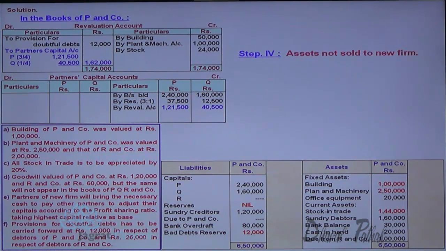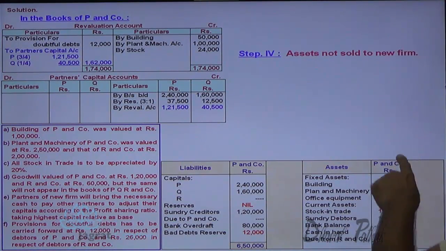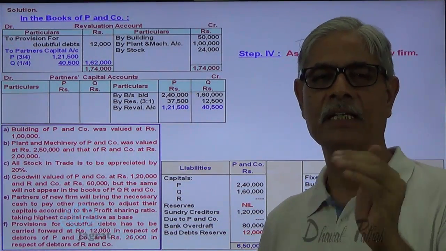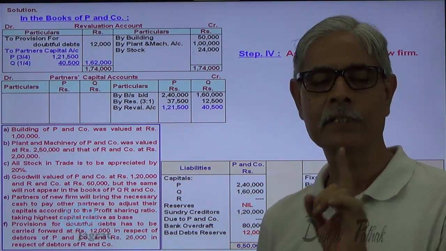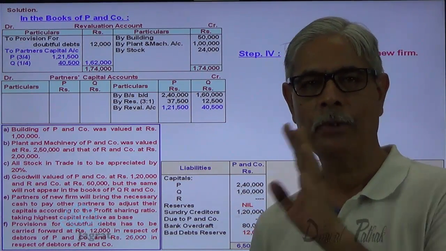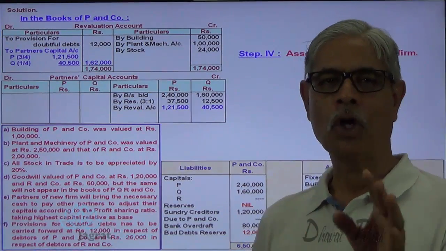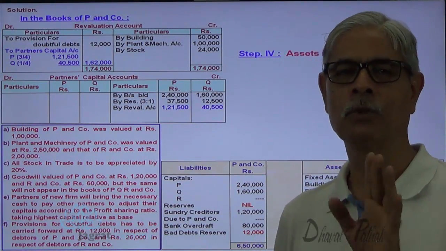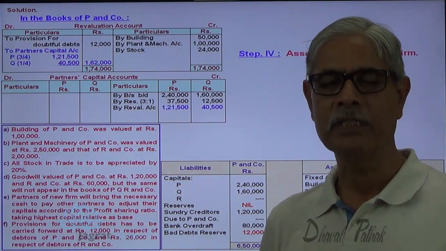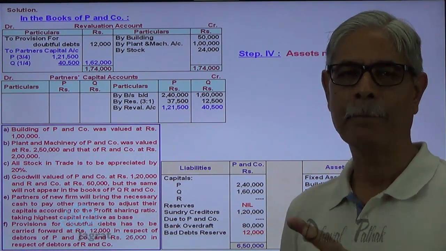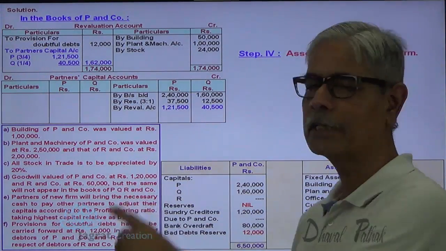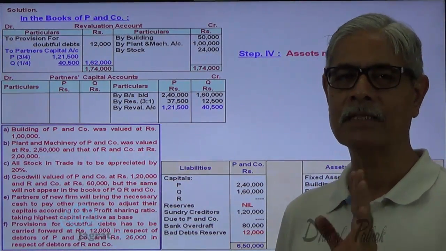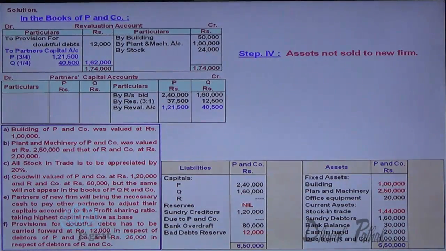Fourth step, assets not sold to the new firm. Here all these assets are given. Are you given any information that particular asset is not sold to the new firm? If the asset has not been sold to the new firm, it has to be distributed amongst partners in the ratio agreed, or it can be distributed in the profit sharing ratio, or it can also be distributed in the capital ratio. For that, the agreement between the partners is the most important thing. Otherwise, you can distribute in a manner prescribed in the sum. But in this sum, there is no question of any asset that has not been sold to the new firm. So all assets and liabilities are sold to the new firm. So this step is not relevant.